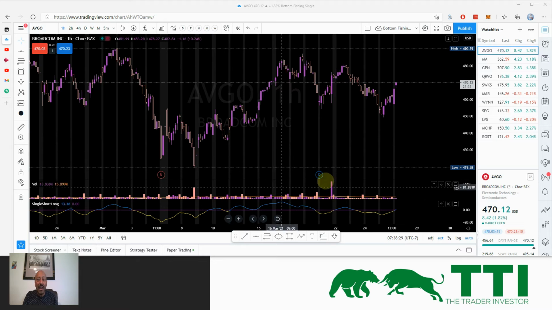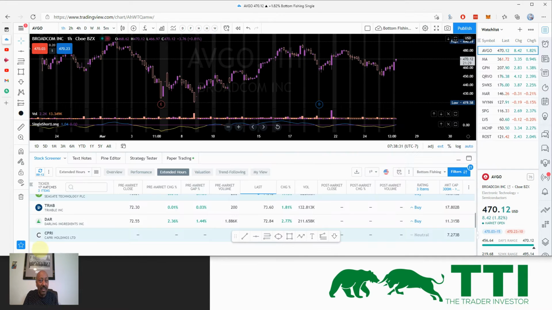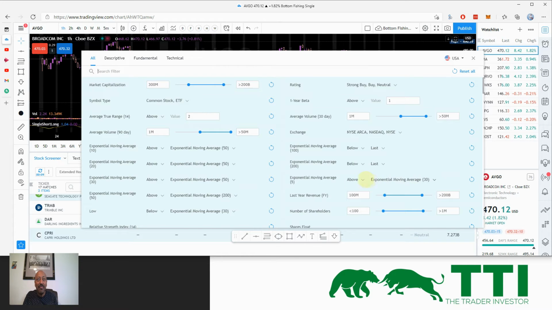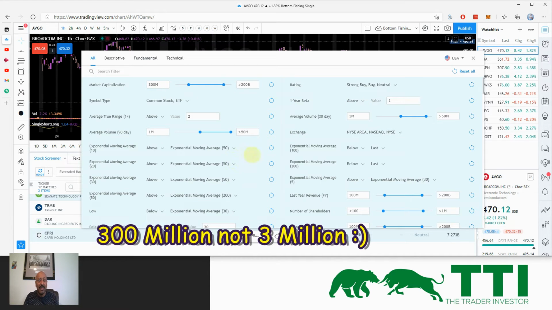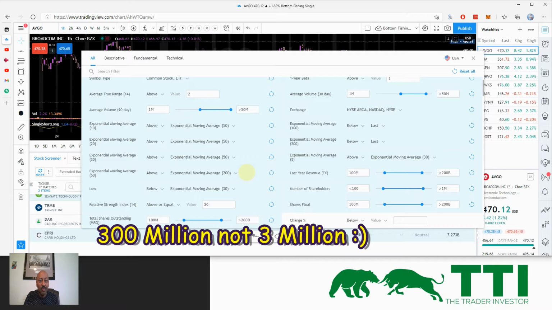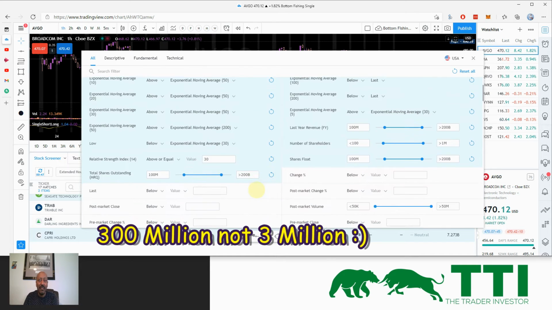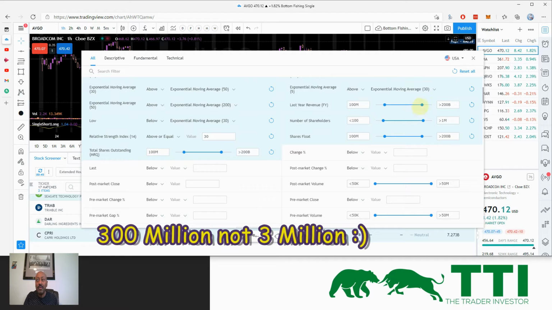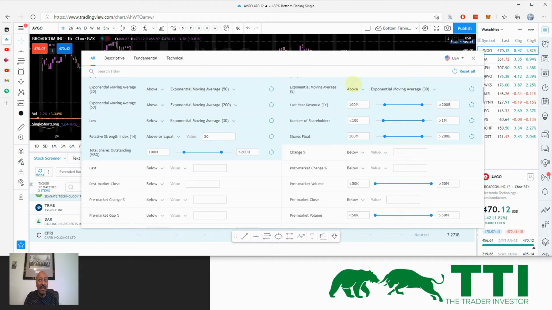So I start with a screener that I have here. I call it bottom fishing. And what I filter for is market caps at least 3 million or higher. And I add a few other filters where price is in relation to exponential moving averages, where price is in relation to volume, revenue. I have a few things that I put in place, and I will share these details in a different video.